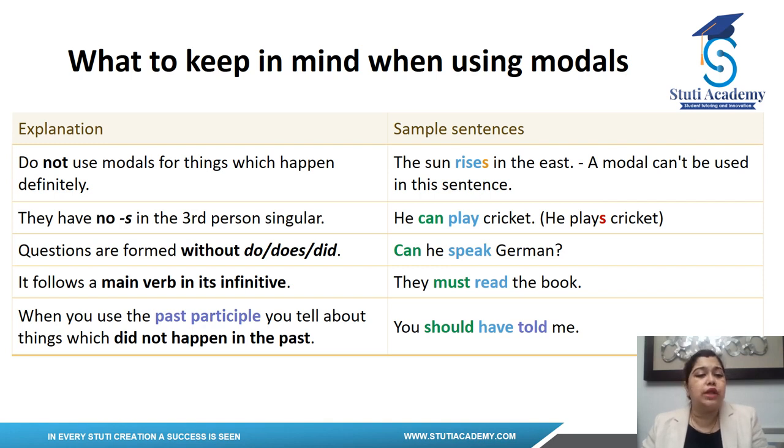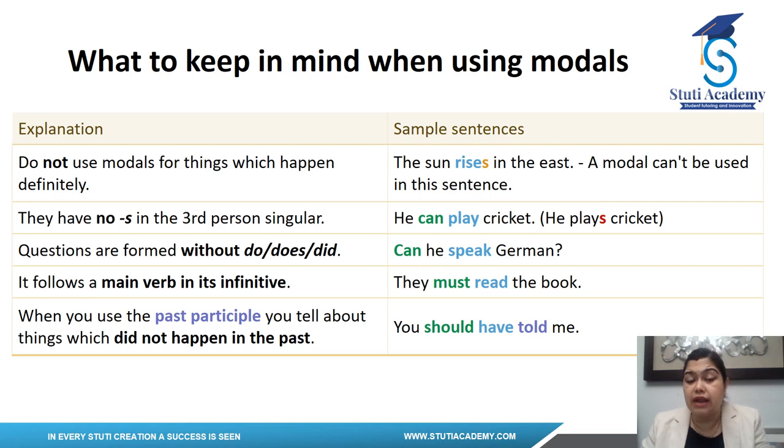Questions are formed without do, does, or did. Usually, interrogative sentences have do, does, did, how, which. So here, questions are formed without these words. Like, can he speak German? Now I'm asking you a question. I don't know whether he can. Can he speak German? So I am saying can. I'm asking about his ability, right? I'm questioning his ability.